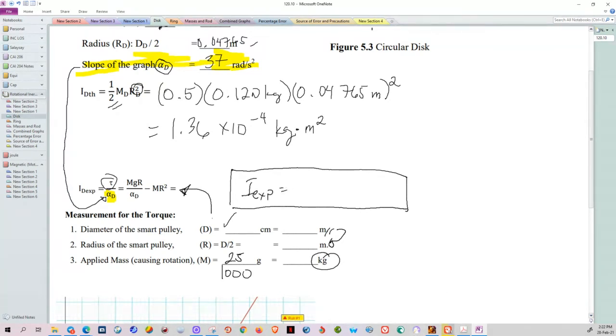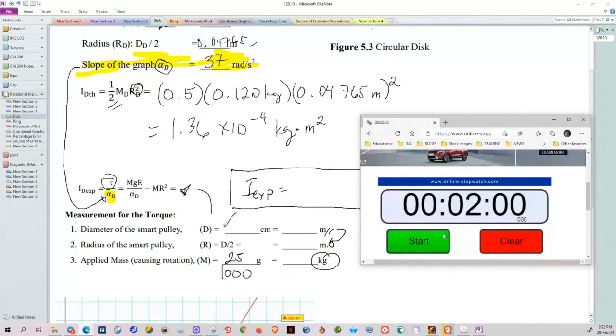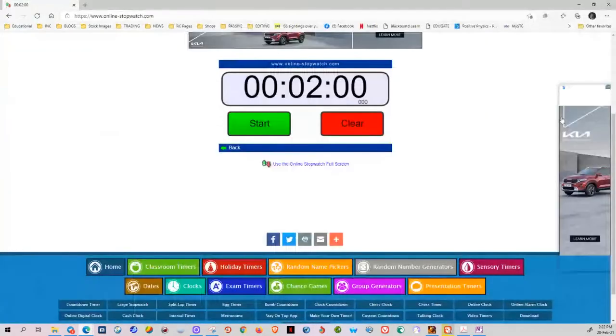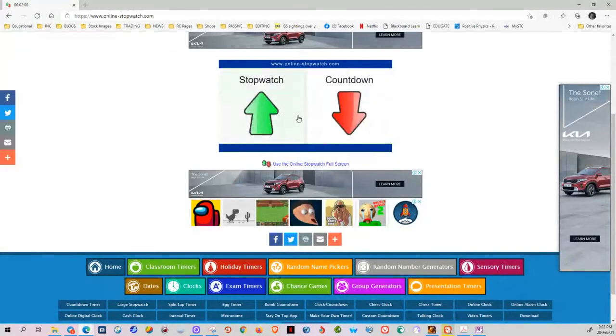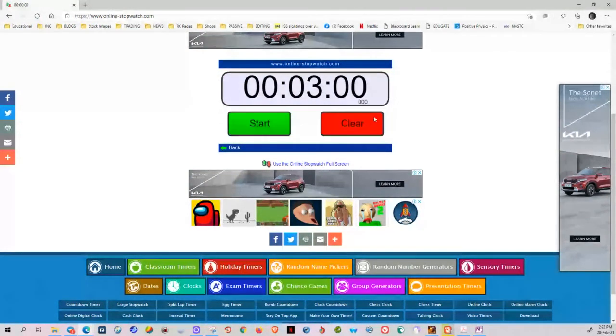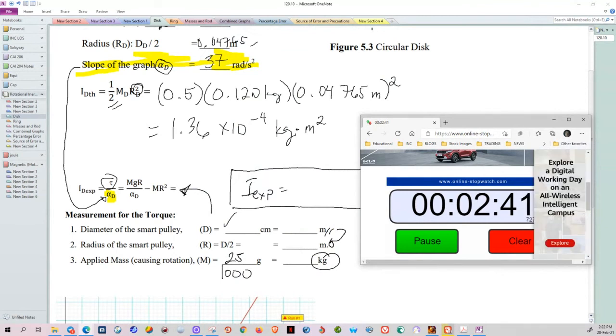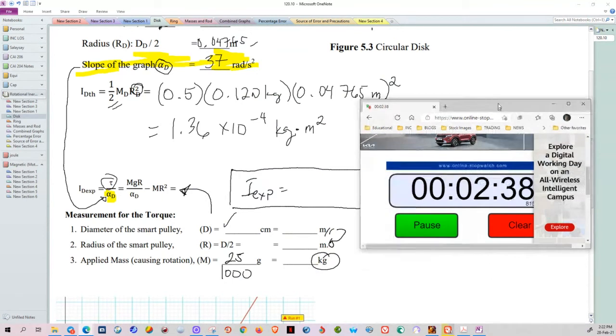How much time do you want to calculate it? 2 minutes? How much time to calculate? I'll make it 3 minutes. Okay, go. And show me your answer, or you can type the answer. 90 seconds? That's 1.5. Yalla, calculate. How much is the inertia? The rule is given.